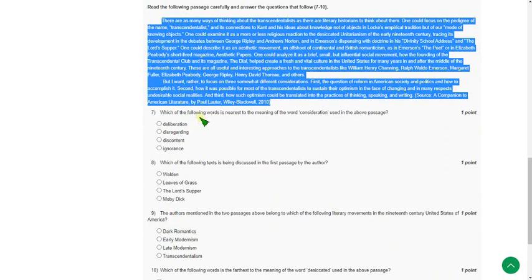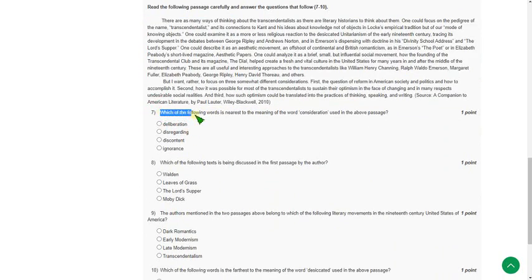So let's see the seventh one. Which of the following words is nearest to the meaning of the word consideration used in the above passage? So for the seventh question, the answer is the first option, deliberation.